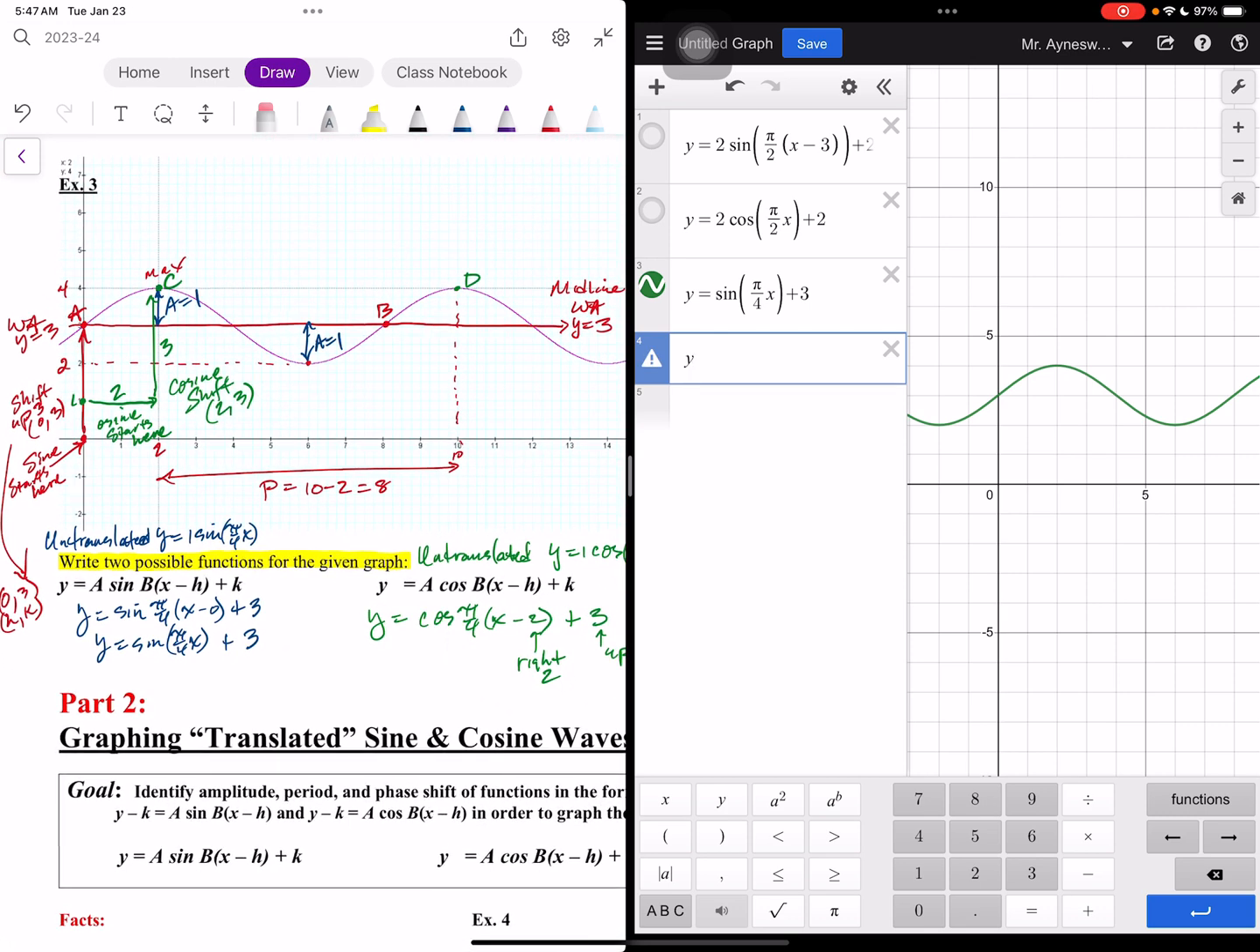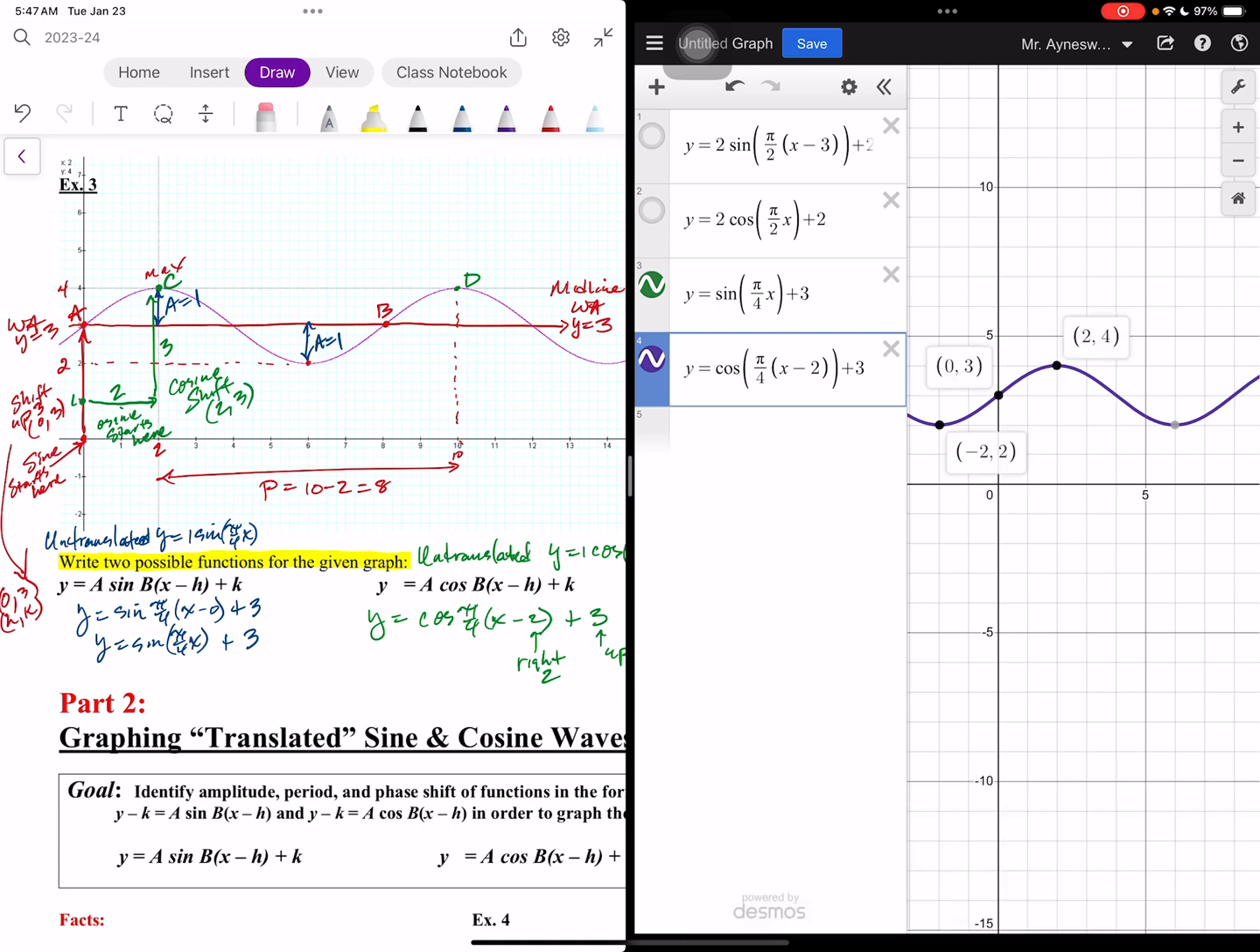The other one here, y is equal to, see the cosine curve here, so y equals cosine of pi/4 times, so pi divided by 4. All right, I want to use parentheses. I've got to take x and subtract 2 because I've got to shift it right 2 units. And then I have to add 3 to it and bring it up. And notice you have only one curve because they're the same functions.